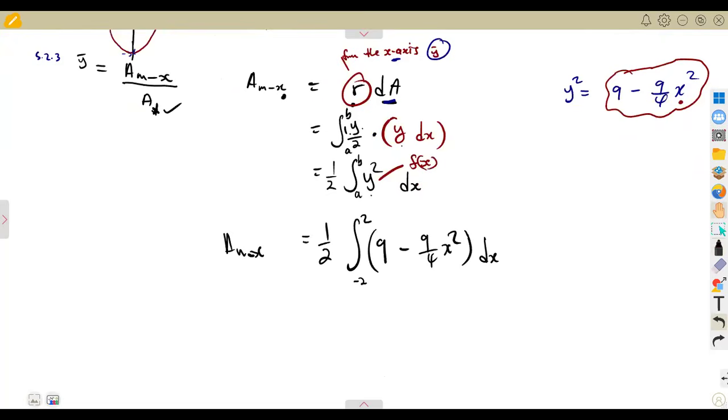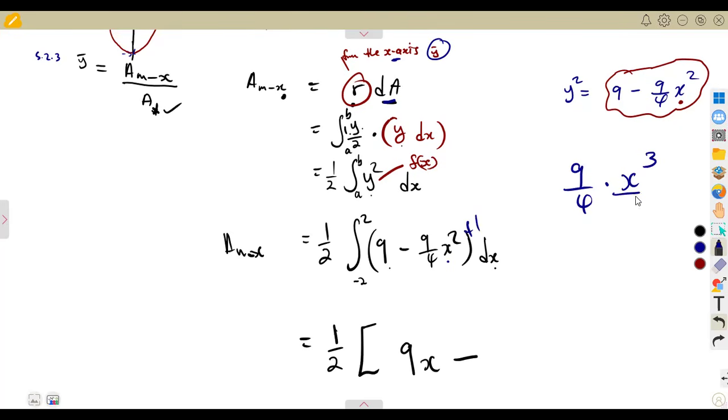So with this, we can calculate the area moment. This is going to be half of the integral of 9 with respect to x, which gives 9x, minus 9 over 4 times x squared. If we add a 1 to the power, it's going to be x cubed over 3.